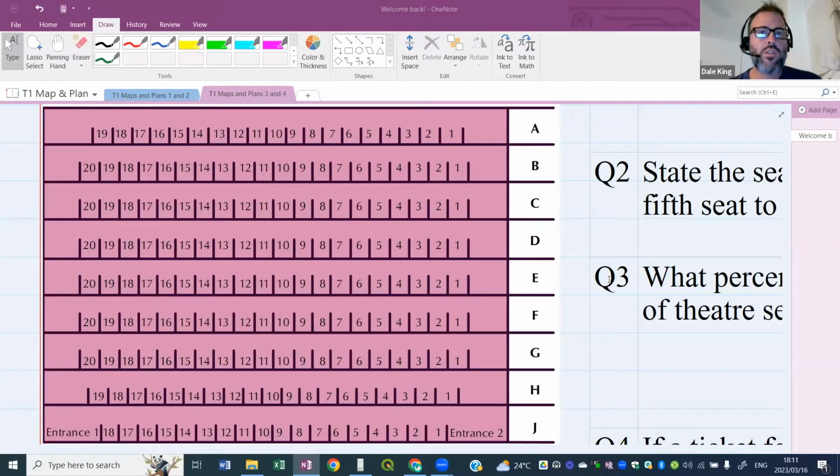Now, I'm sure you noticed when we did this that there were a couple of rows that were different. Row A over here has 19 seats in it. So does row H. So those two have 19 seats. And then row J is also different. It has 18 seats. The rest all have 20. So we've got 6 rows with 20 seats, 2 that have 19, and one that has 18.